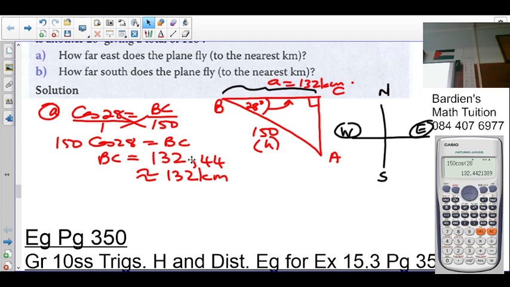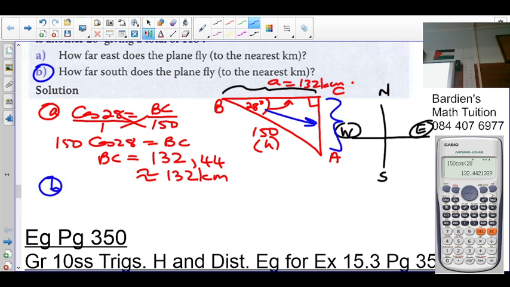People, you guys understand? B. How far south does the plane fly? So in other words, what are they calculating in B? They want you to calculate CA. So what is that to the angle? Opposite. And this is the hypotenuse. So which trigonometric function is that? Tan? Opposite and hypotenuse is sine. So you say now sine 28 is equal to CA over 150.